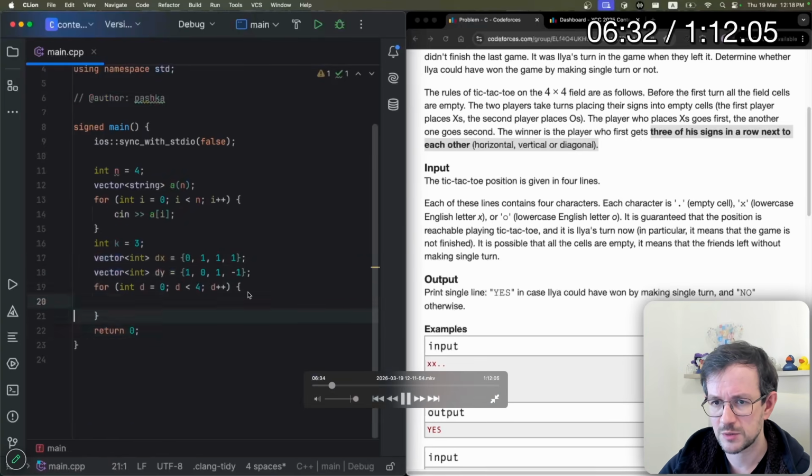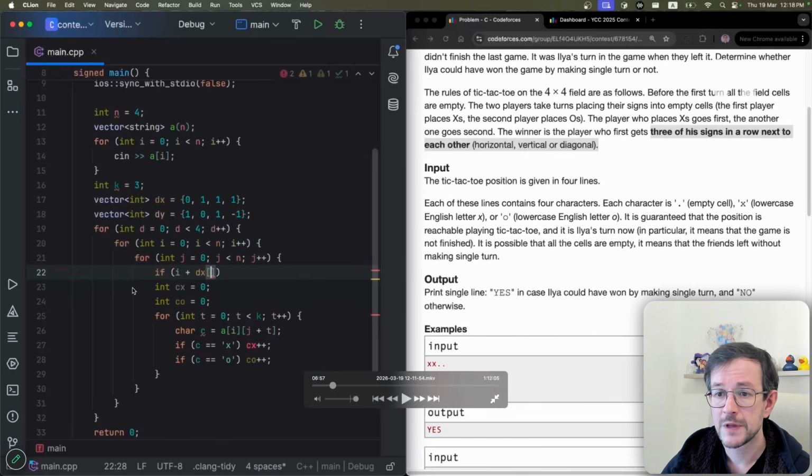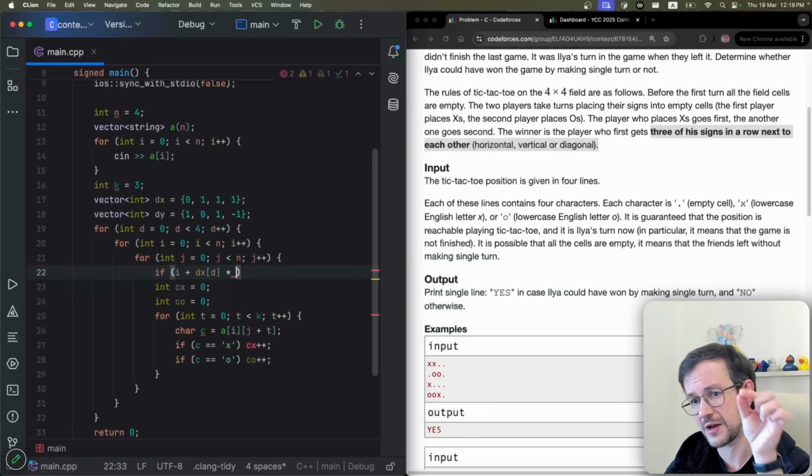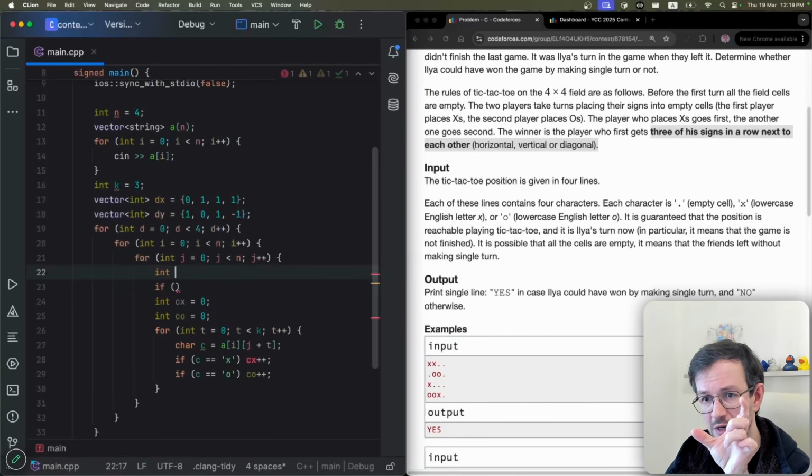Okay, let's skip a little. So what I'm doing, I iterate over all possible directions. Then I choose some starting point. Then I need to check if from this starting point I can build 3 units in this direction.